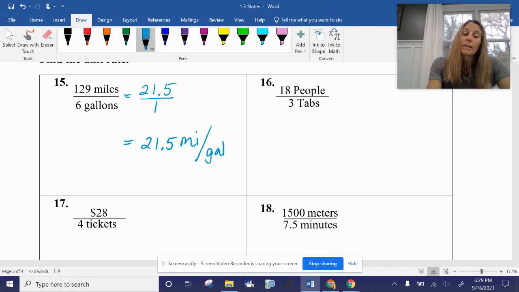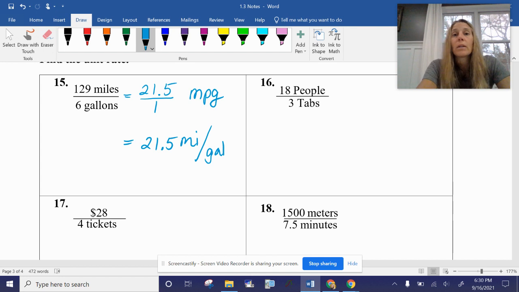Now you can abbreviate them and do the slash. In this particular situation, you could write MPG just because that's a common, like, short-term way of writing that. That's everyone's pretty familiar with.